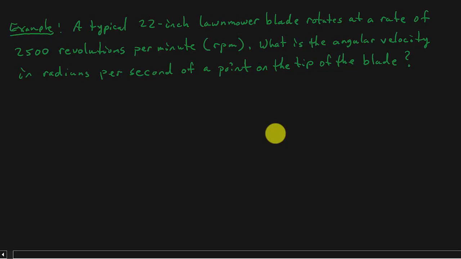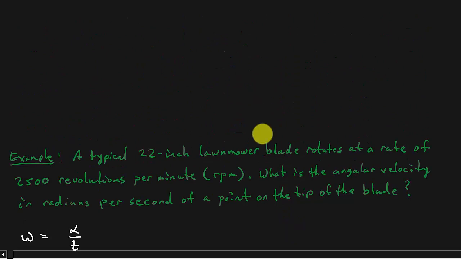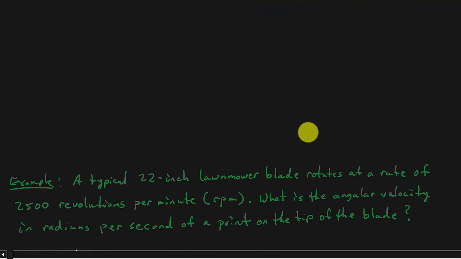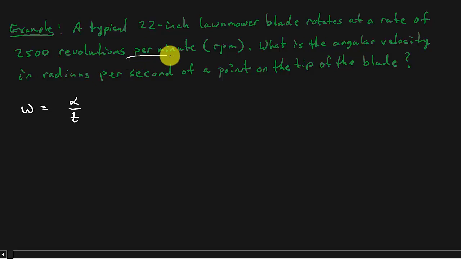It says a typical 22-inch lawnmower blade rotates at a rate of 2,500 revolutions per minute. What is the angular velocity in radians per second of a point on the tip of the blade? We're looking for angular velocity, that's alpha over t. Notice the difference between this problem and the first one. In the first, they tell us it's rotating at 400 revolutions per minute and want radians per minute. Here, they give us revolutions per minute, just like in the previous problem, but the answer is in radians per second.